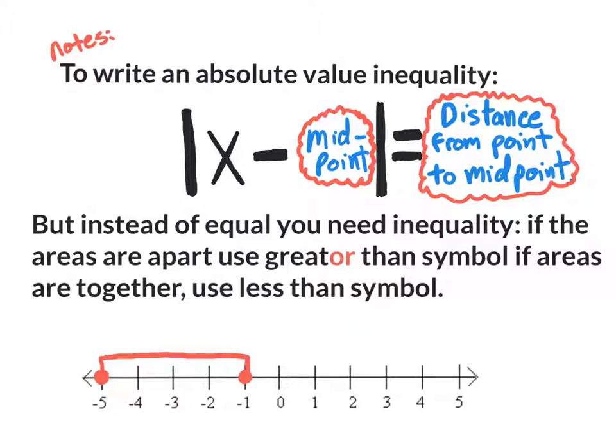And we're also going to take it a step further and be able to write the absolute value inequality. So instead of the equal sign, you need an inequality. And if the areas are apart, you're going to use the greater than symbol. Now, I put OR in red to help you remember when you're going to use the greater than symbol. The greater than symbol is when the areas are apart. Now, if the areas are together, then it's going to be a less than symbol. Okay? So go ahead and copy these notes down.